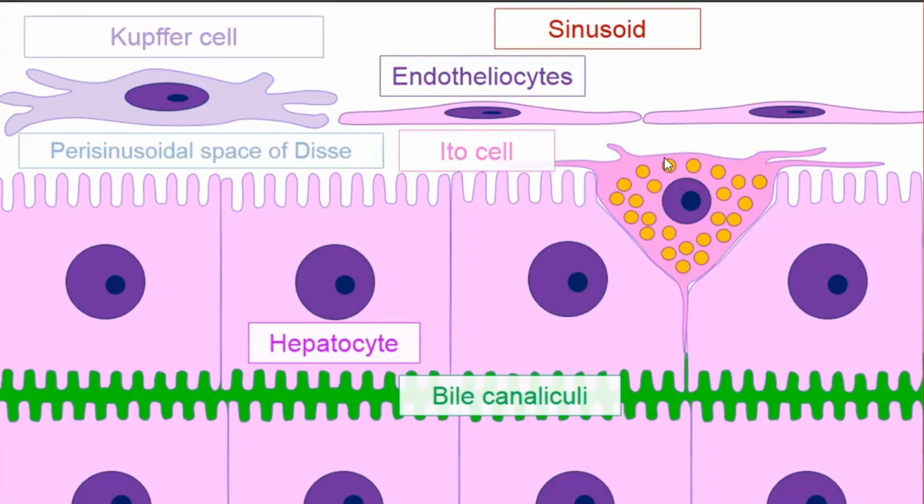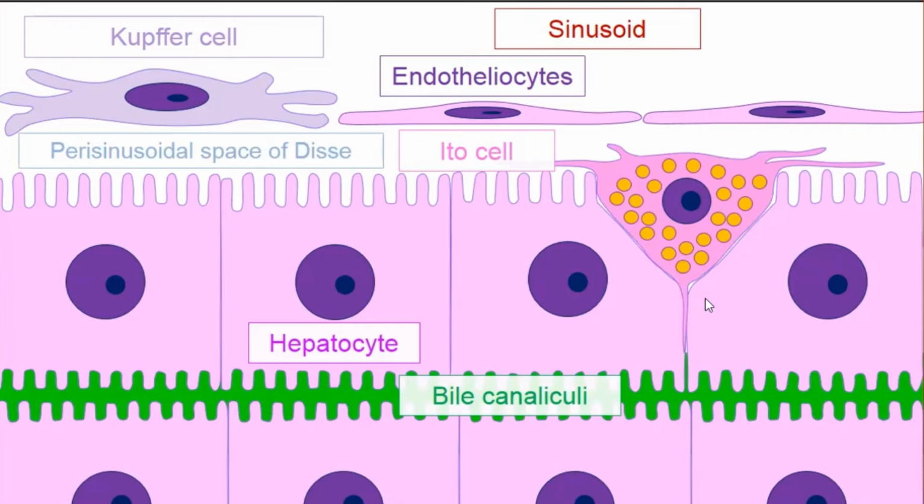This Ito cell or perisinusoidal lipocyte, it has granules which contain vitamins A, D, E, K. They are dissolved in their fats. So here we can see granules with those vitamins, and also Ito cells, they produce reticular fibers and collagen fibers. So here we can see those cells.